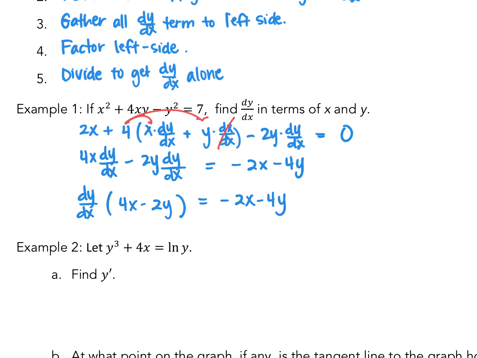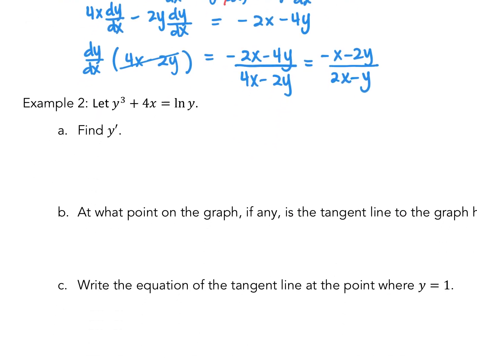And then we can divide. So I'm going to divide, and we'll have 4x minus 2y. And I'm going to reduce everything by 2 just to simplify. So we're going to have negative x minus 2y over 2x minus y. And that is my derivative in terms of x and y. All right, let's do another one.